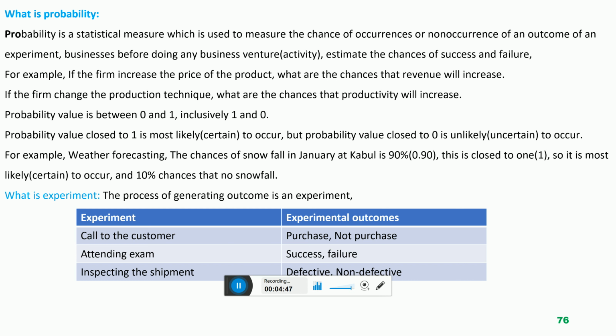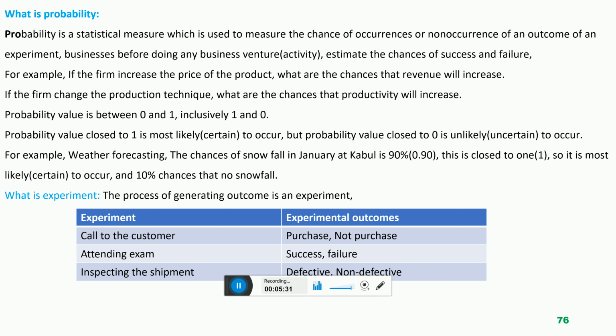When the probability value is close to 1, the chance of occurrence of the outcome is more certain. If the calculated probability of any outcome of an experiment is close to 1, this shows most certainty, most chances that the event will occur. Ninety percent chances of snowfall in Kabul is close to 1, so there are most chances that there will be snowfall in January in Kabul.